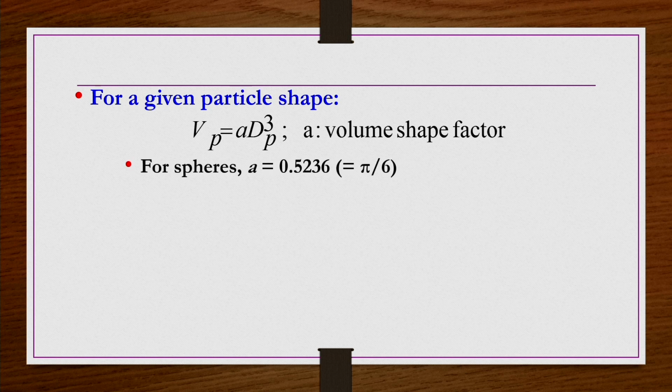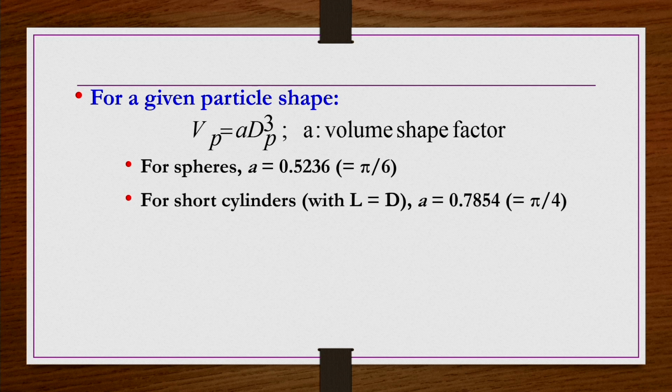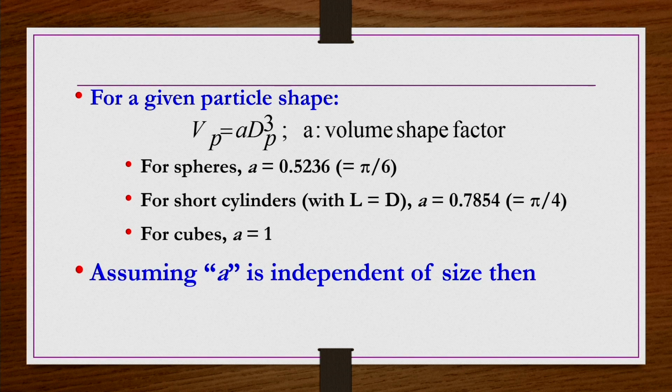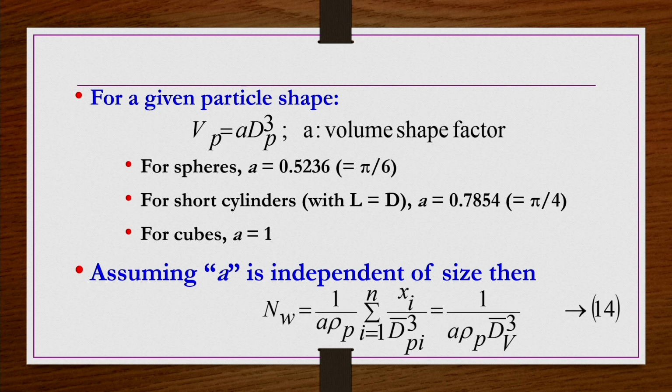As I mentioned, for spheres it is pi by 6, that is 0.5236, if the particles are spherical in shape. If the particles are short cylinders, then A is 0.7854, that is pi by 4. If it is a cubical particle, then A equals 1. Assuming A is independent of size, you can calculate Nw using this expression if you know the volume mean diameter dV bar.